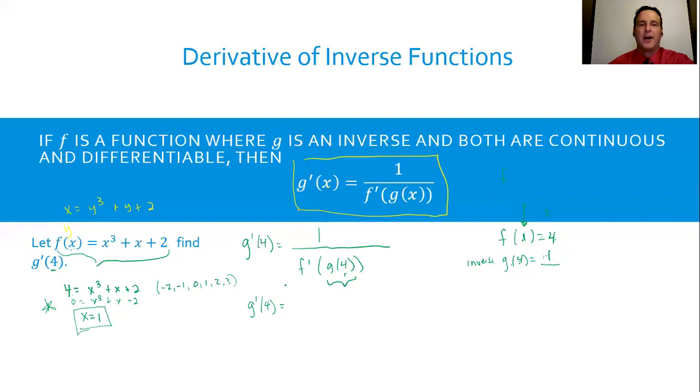All right, so what do I got? I got 1 over f prime of, and we know that g of 4 is equal to 1.